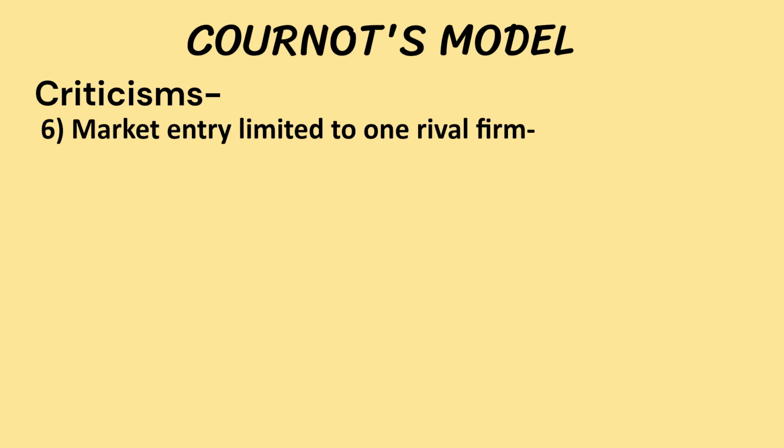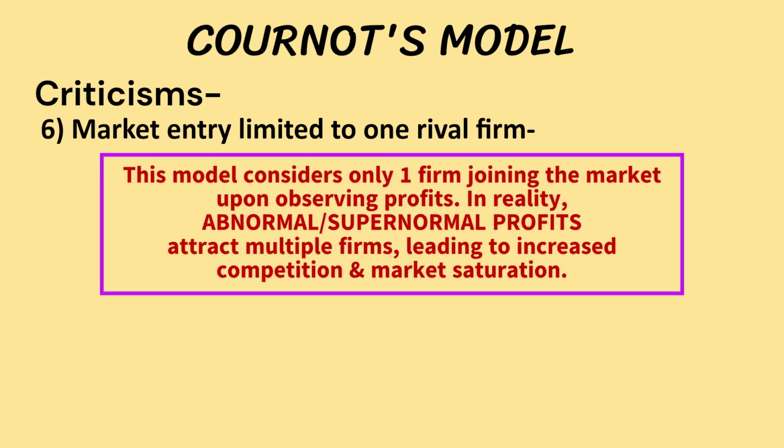Sixth criticism relates to market entry by only one rival firm. In the theory, as we saw, when firm A was earning profits, firm B was tempted to join in to earn profits. So here only one firm is tempted to join. In reality, abnormal or supernormal profits attract multiple firms, leading to increased competition and market saturation.